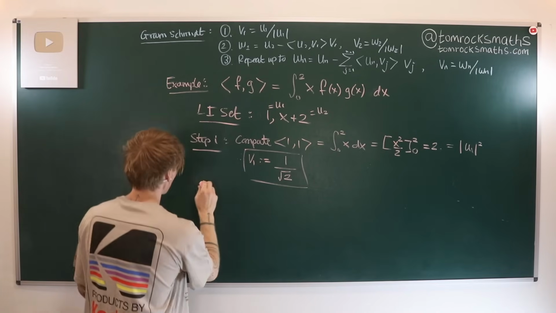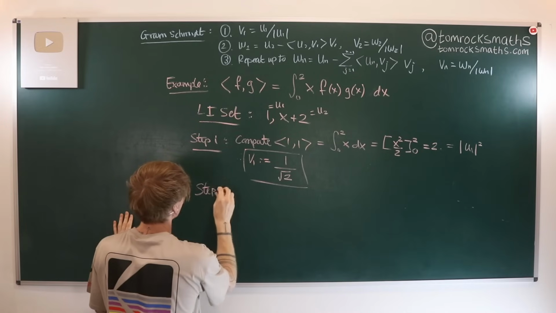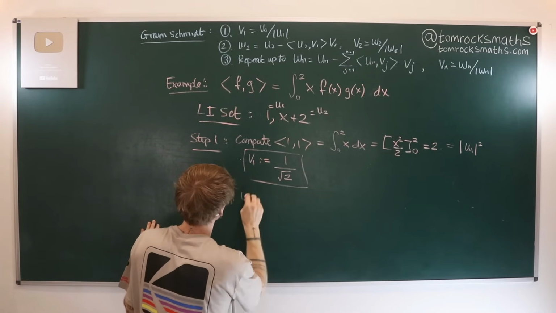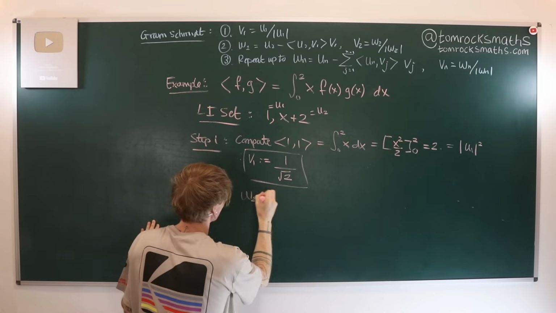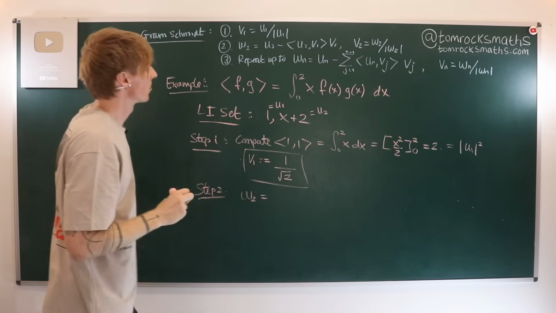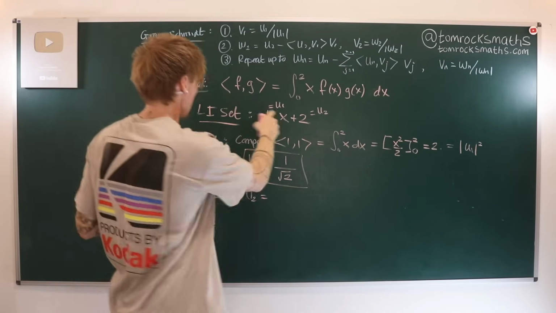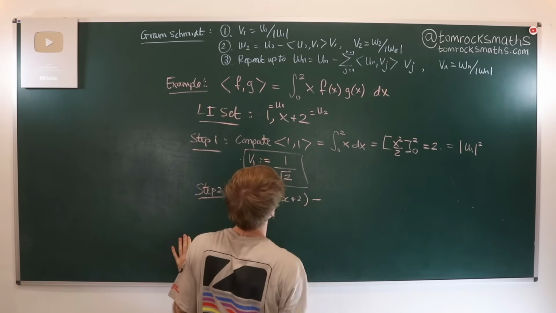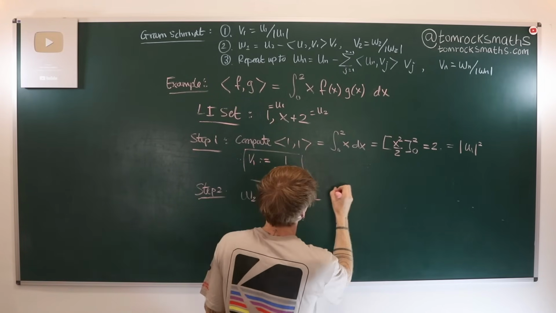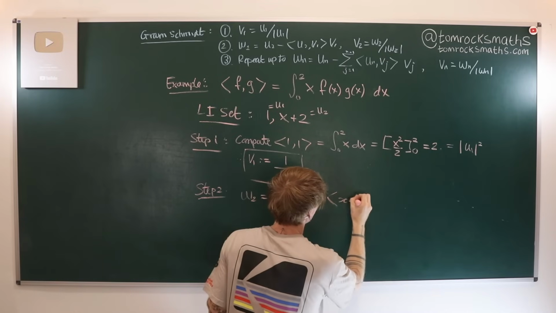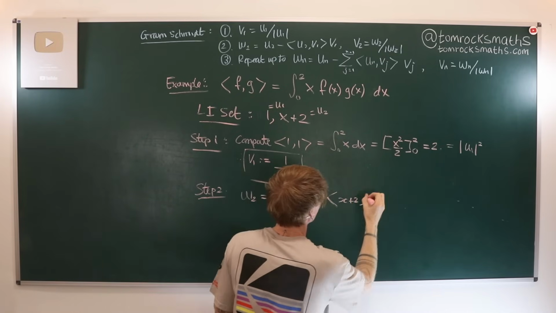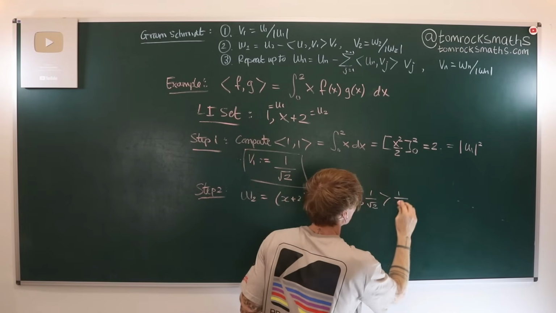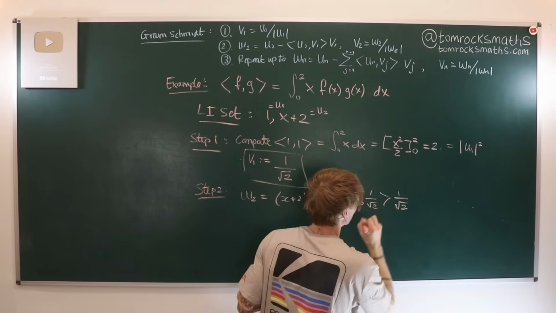We now continue with step 2, which is to first define our intermediate. So step 2, we are going to consider our w2, which is going to be equal to u2, which is x plus 2. So we have x plus 2, and then we subtract off the inner product of x plus 2 with v1, which is 1 over root 2. And then we multiply that whole thing by 1 over root 2.